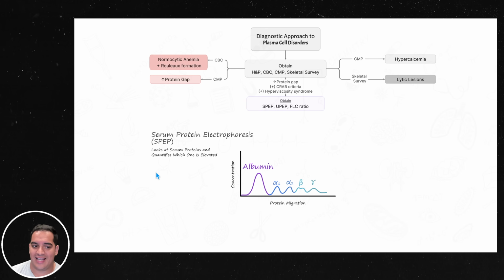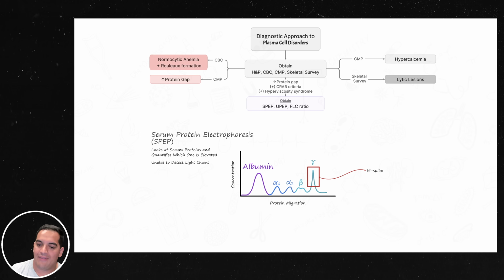So SPEP is, again, testing the proteins in the blood, and it's quantifying which one of all of these is elevated. That's what I want to know. And if I see this, that's an M spike. So that's a monoclonal protein spike indicating that this is probably gamma globulins of some sort that are elevated. That's all I want to know. It doesn't really detect light chains. It looks at the immunoglobulin G, the immunoglobulin A, the immunoglobulin M, E, and D.